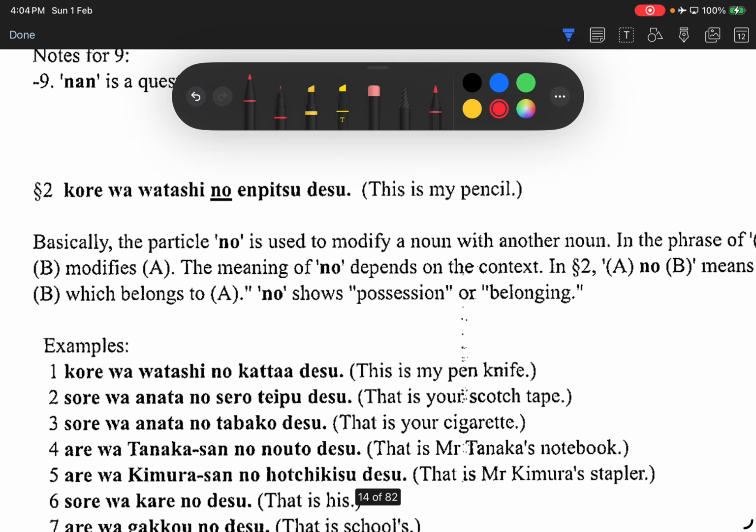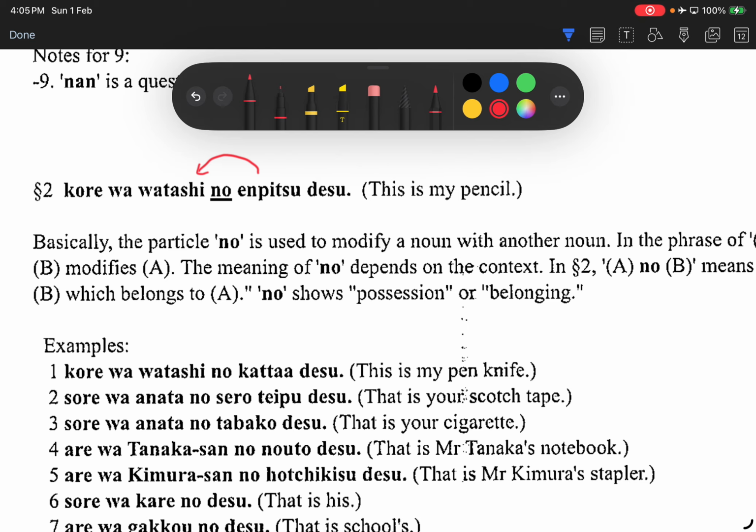Number 2. これは私の鉛筆です。Alright, so 鉛筆 related to 私。Right? So 鉛筆 belongs to 私。Related to me, so it must belong to me lah. So it's my possession. So this no particle also means possession. Just now in the first lesson we learned that it can also mean origin. Now we also learned that it can be possession.